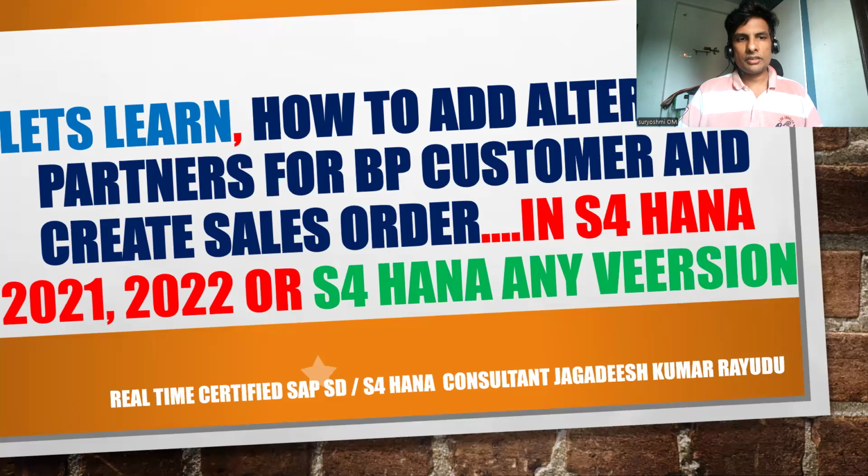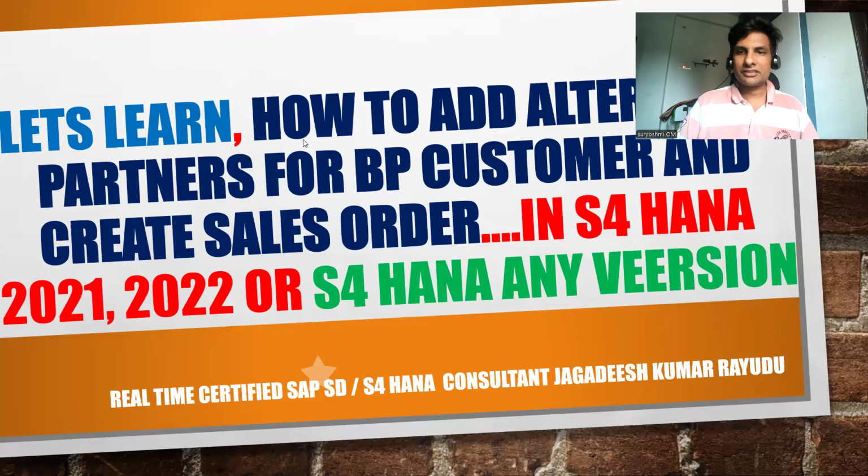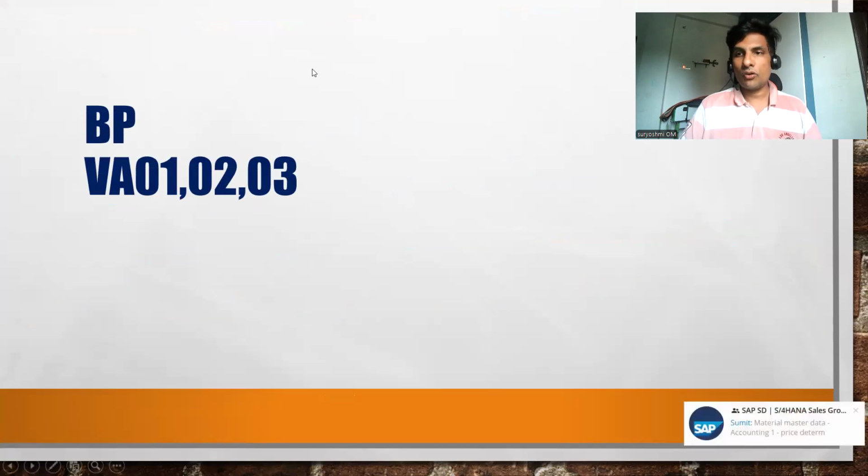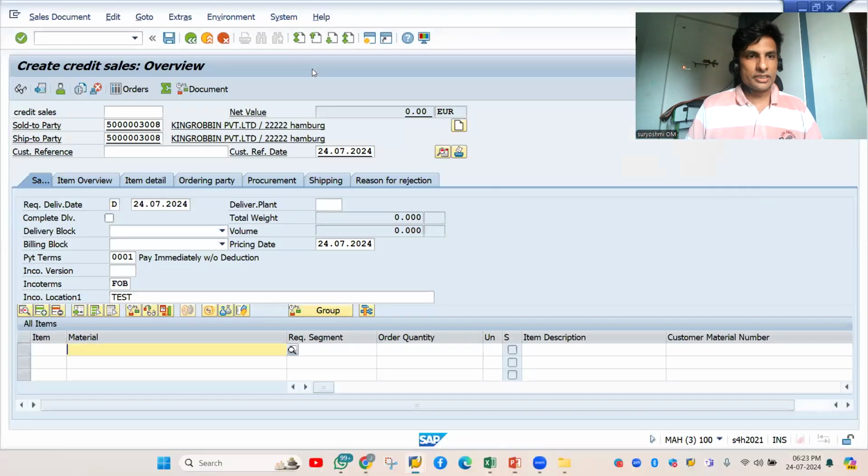Let's see how to add alternative partners for a BP customer and create one sales order. For this, we require BP master data, and your sales order create, change, or display. These are the transactions you already know very well. We're at a little advanced level, so we'll see the things.